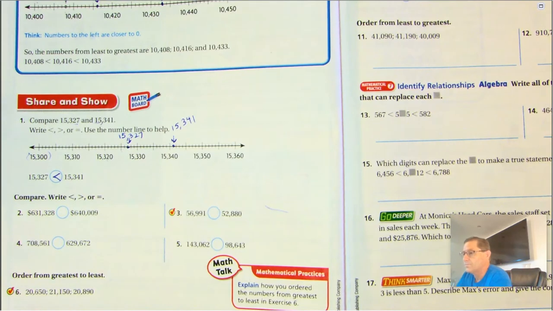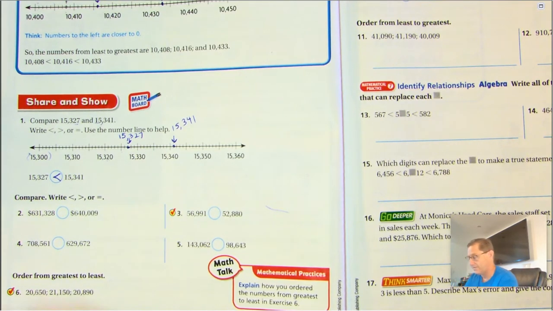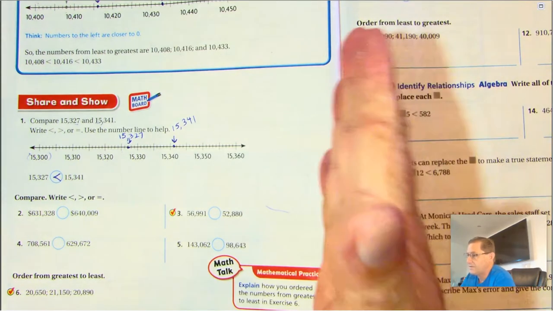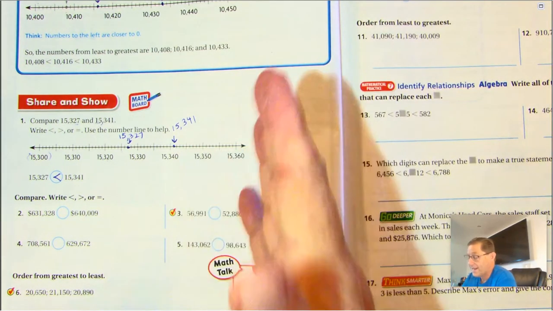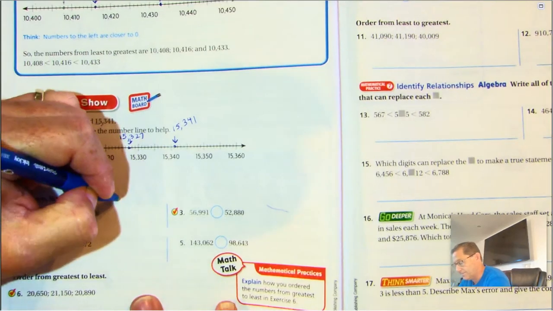Now, you can write out all of these numbers in the place value chart, but since we know that the digits, the place values have to be lined up, we can stack them on top of each other.